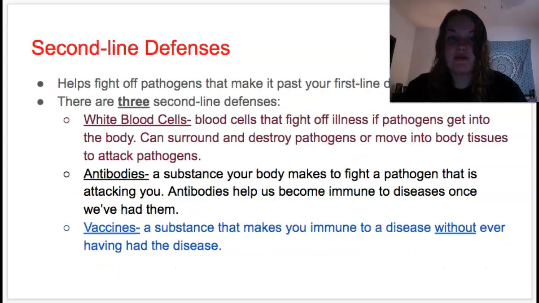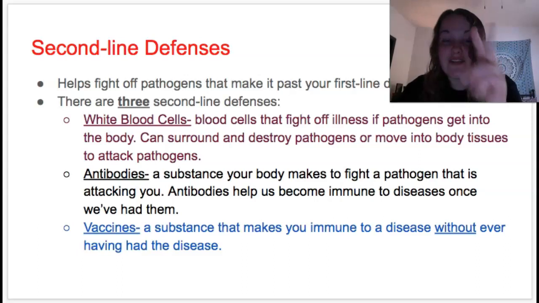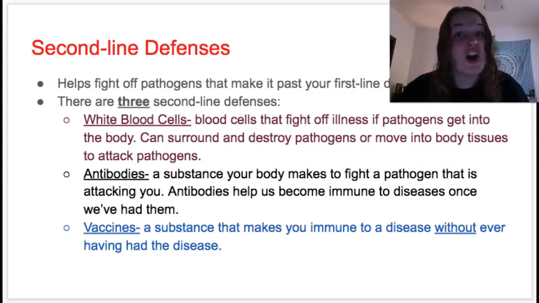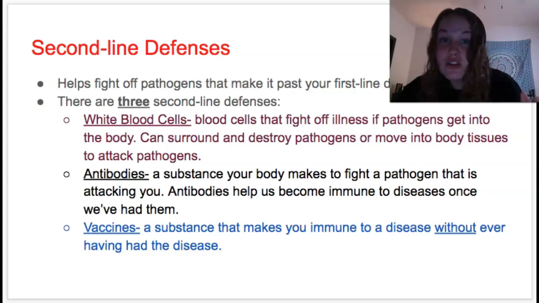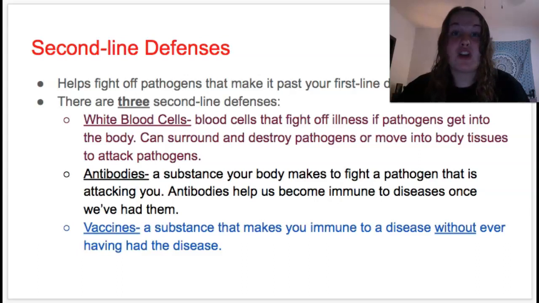Okay. So, now, our second line defenses. There are 3 of them, and they help fight off pathogens that make it past your first line of defenses. But don't get me wrong, these second line defenses are no joke. These guys are the big, tough bullies on the playground that want to get rid of those pathogens out of your body. So, your first one, white blood cells.